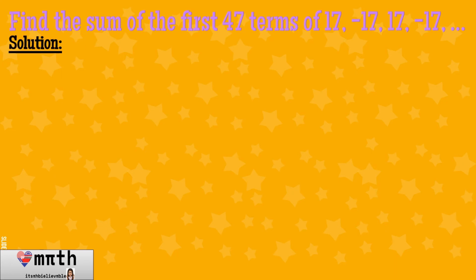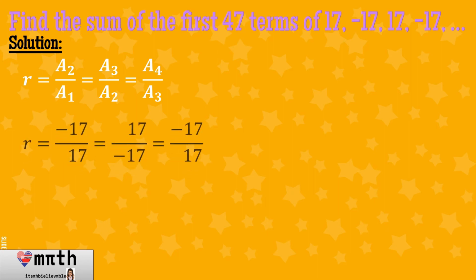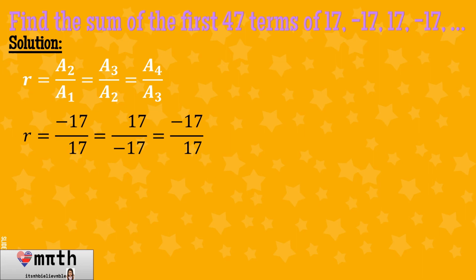For our fourth example, let us find the sum of the first 47 terms of 17, negative 17, 17, and negative 17. So from here, let us find r, which is the second term divided by the first term, third term by the second term, fourth term by the third term, which is equal to negative 17 divided by 17, 17 divided by negative 17, negative 17 divided by 17, which is all equal to negative 1.